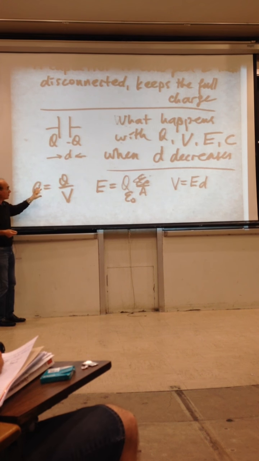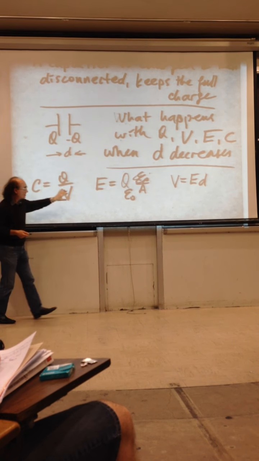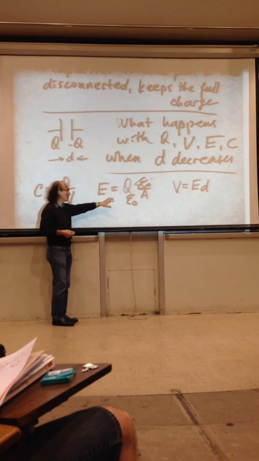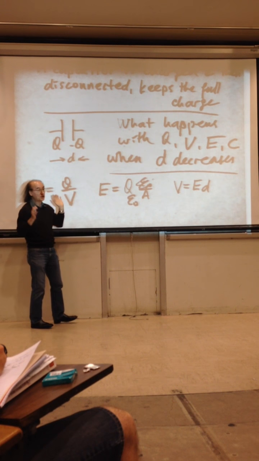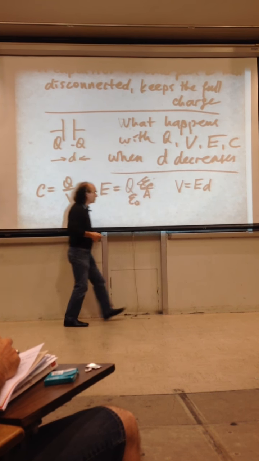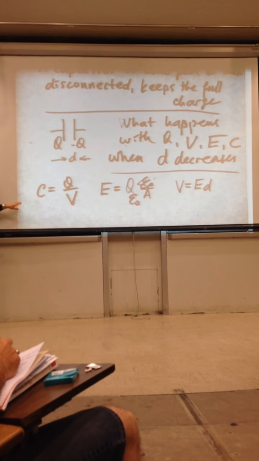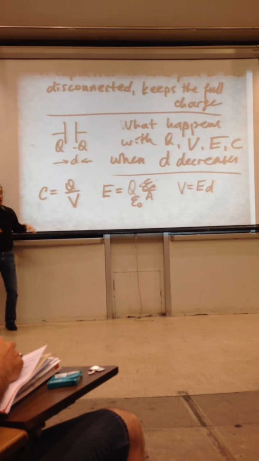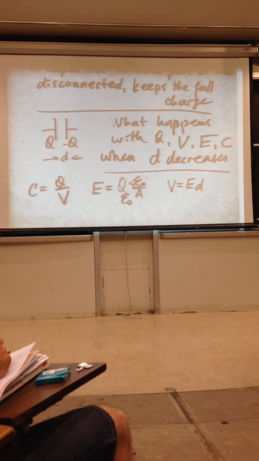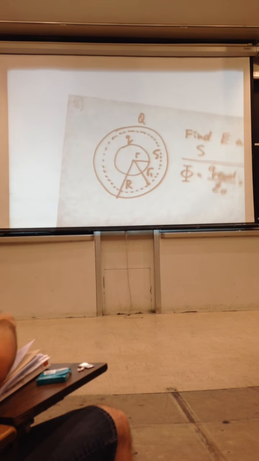So basically we need to know these three formulas, and you immediately see that the field is constant and the charge is constant. And by knowing the other two formulas, you can determine what happens with potential difference and capacitance. Okay.